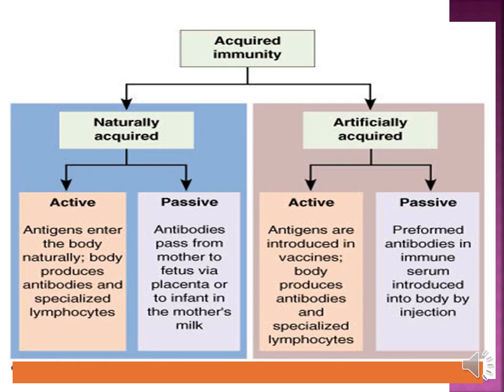The body produces antibodies and specialized lymphocytes. In passive immunity, antibodies pass from mother to fetus via the placenta, or to the infant in mother's milk. In artificially acquired active immunity, antigens are introduced in vaccines, and the body produces antibodies and specialized lymphocytes. And in artificially acquired passive immunity, preformed antibodies in immune serum are introduced into the body by injection.